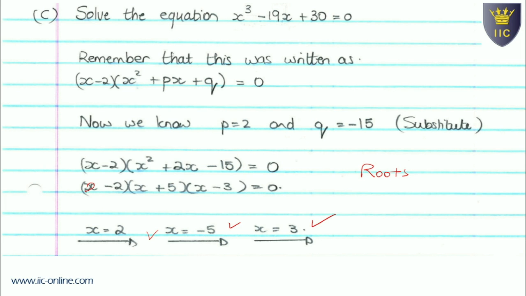So if I plugged in 2 over here, 2 minus 2 would give me 0. If I plugged in minus 5 over here, minus 5 plus 5 would give me 0. And if I plugged in 3 over here, 3 minus 3 would give me 0. So at any given point, if any one of these numbers is 2 or minus 5 or 3, the entire thing is going to equal 0.